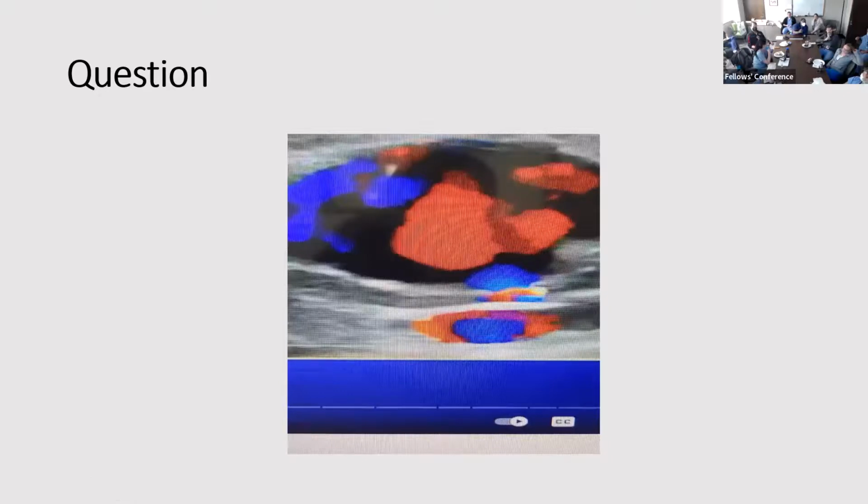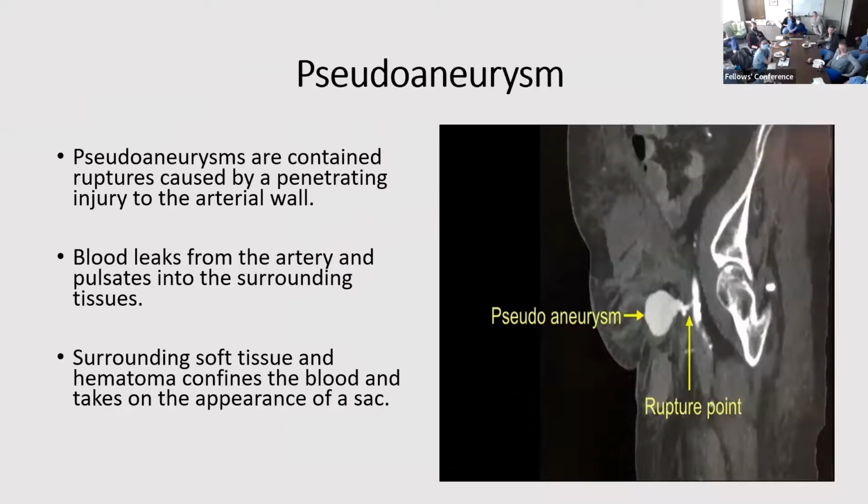You literally said the right answer. Well, pseudoaneurysm. Okay. Thank you. All right, so this is a pseudoaneurysm.